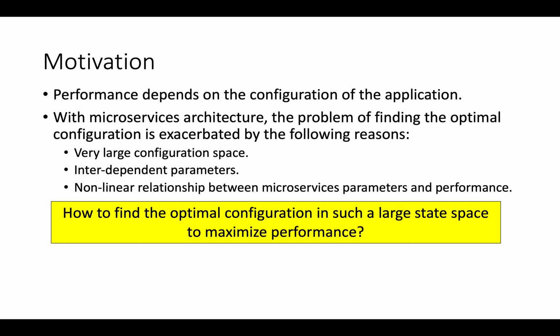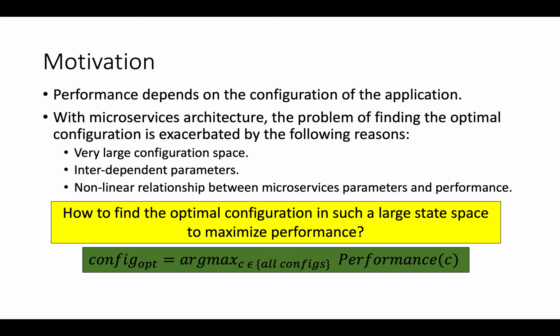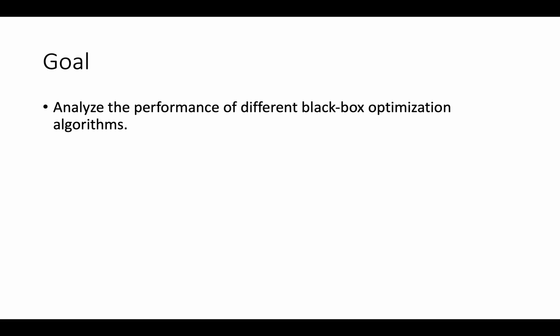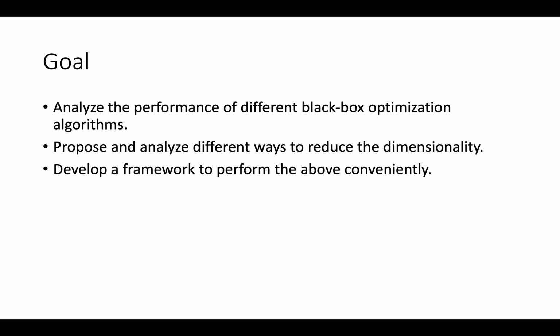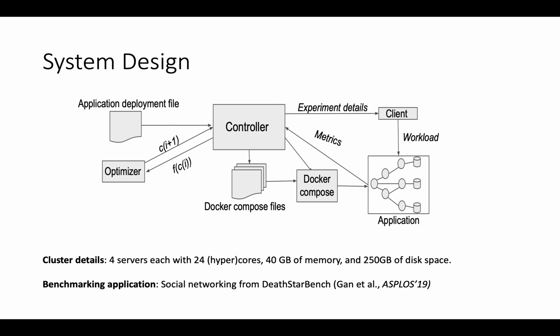Given these challenges, it is difficult to find a functional form that captures the relationship between configurations and the performance. However, for a given configuration, the performance can be measured by applying the configuration, bringing up the application, running an experiment. Hence, we frame the problem of finding the optimal configuration as a black box optimization problem. Coming to the goals, we analyze the performance of different black box optimization algorithms, propose and analyze different ways to reduce the dimensionality, and we also develop a framework to perform the above conveniently.